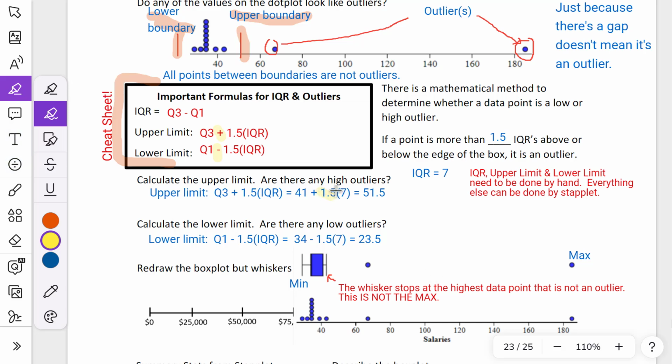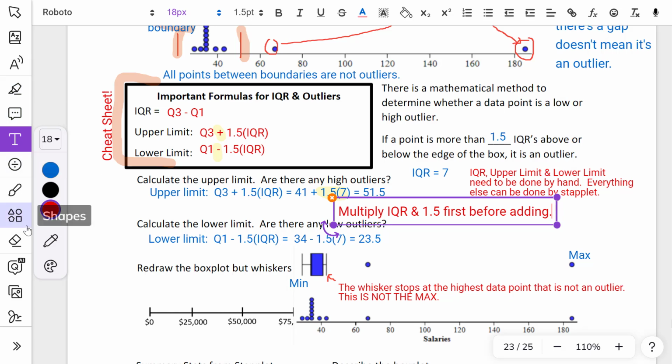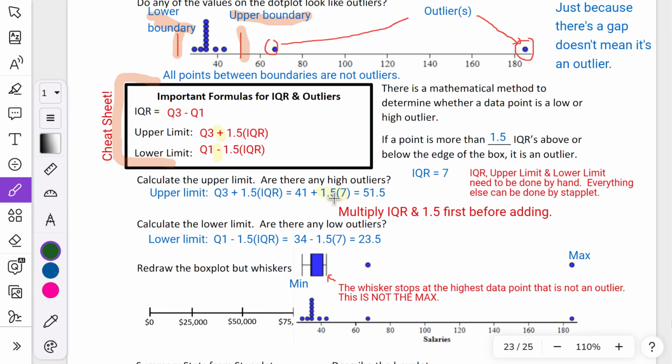Multiply that part first: IQR times 1.5 before adding. This is what I saw with my classes. Some people were getting like 200 and some, and I'm like, what's going on? They were adding the 41 and the 1.5, then multiplying by 7. Not a lot of people, but enough that I thought, okay, I better address this.